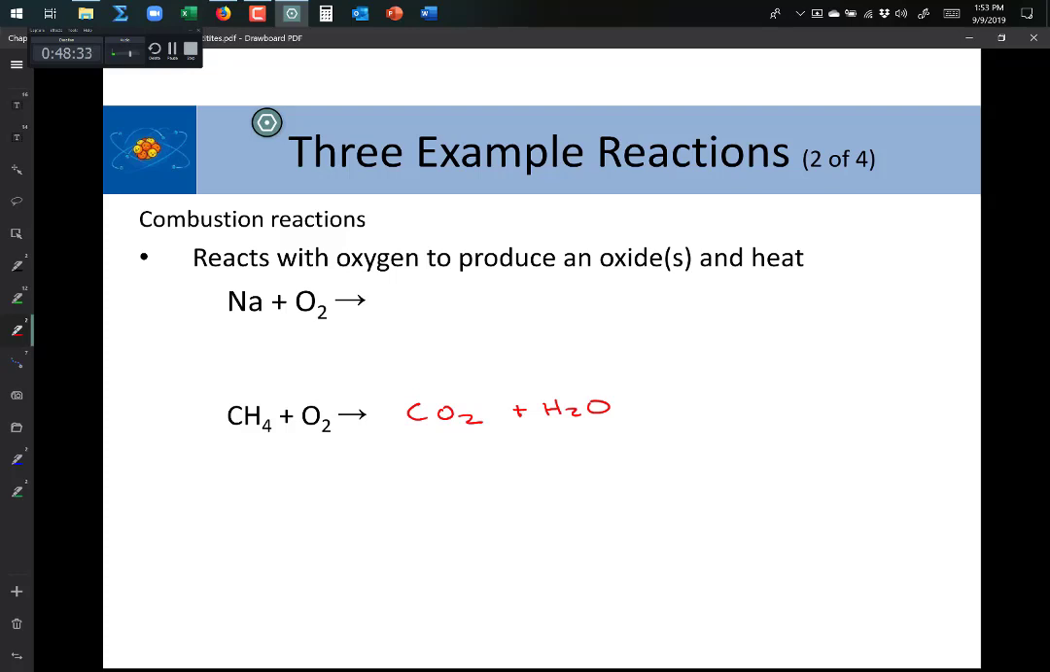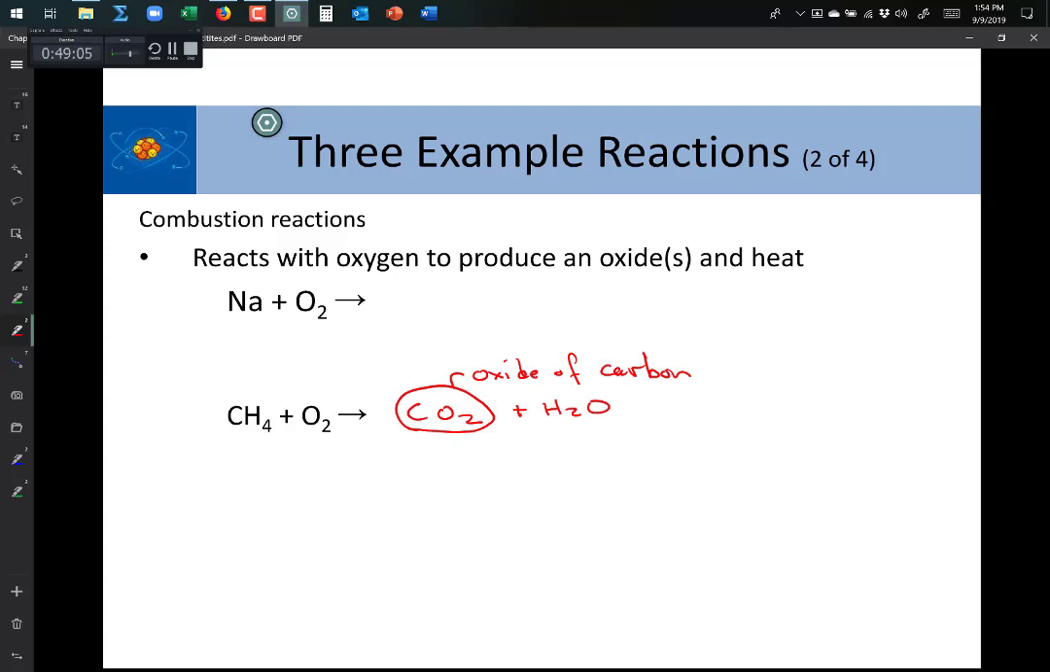So technically speaking, CO2 is an oxide of carbon. And the actual definition of a combustion reaction is that it's something that reacts with oxygen to produce an oxide. So it turns out you can have a combustion reaction of metals too, like sodium or magnesium.